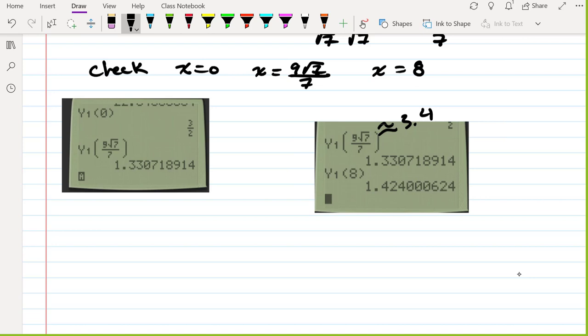If he boats straight across the river, it's going to take him an hour and a half. If he does at 3.4 kilometers downstream, it's going to take him 1.33 hours. And if he just rows directly there, it's going to be 1.42 hours. All right, so we're going to go ahead and stop there.